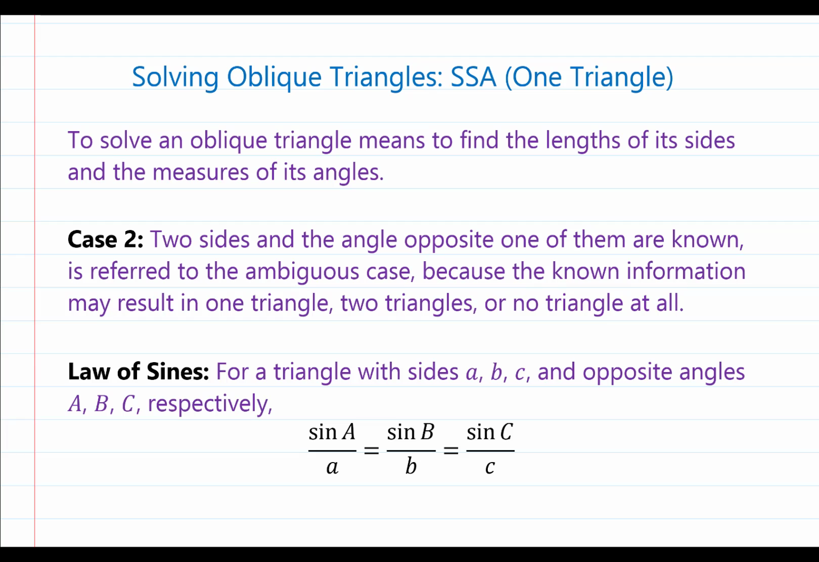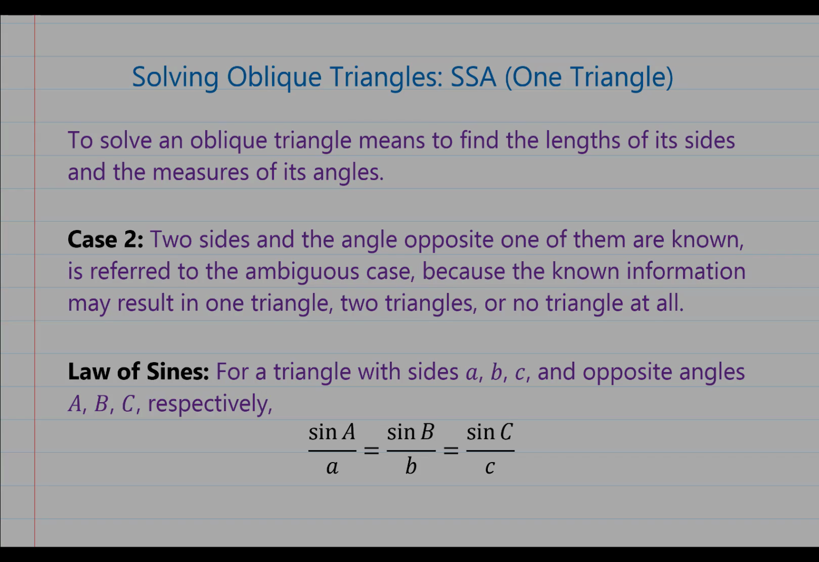This is referred to as the ambiguous case because the information may result in one triangle, two triangles, or no triangles at all. For any triangle that does result, we will be using the law of sines to solve the triangle, which states for a triangle with sides A, B, and C, and opposite angles A, B, and C respectively, sine of angle A over side A is equal to sine of angle B over side B, which is equal to sine of angle C over side C.